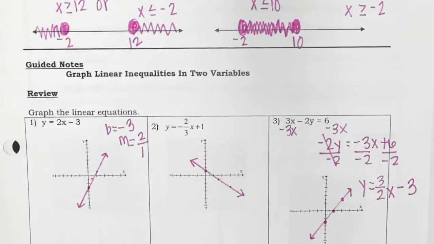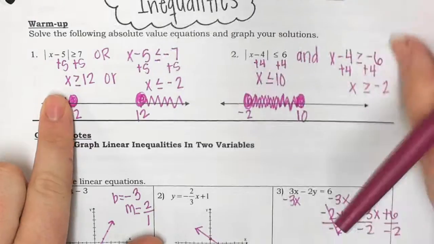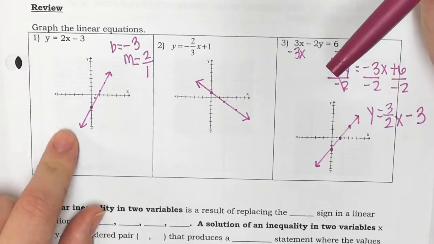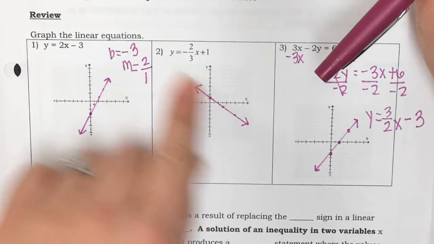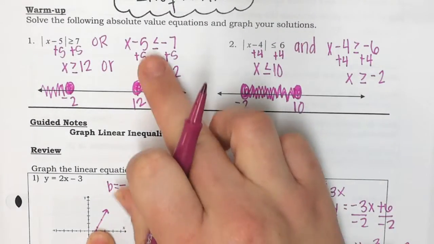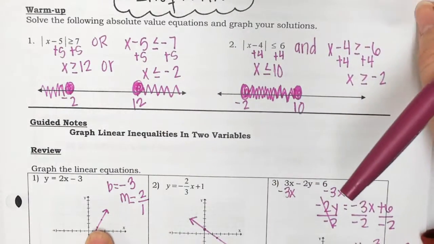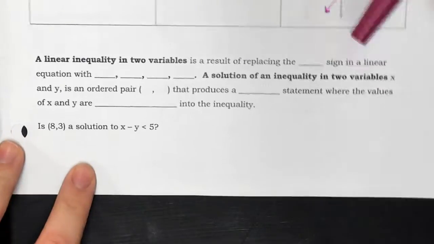Alright, so we just did a review on absolute value inequalities and graphing linear equations. Now we're going to take a mix of these two. We're going to take the equation part and the inequality and learn how to graph linear inequalities. Okay, so let's go on this bottom part.